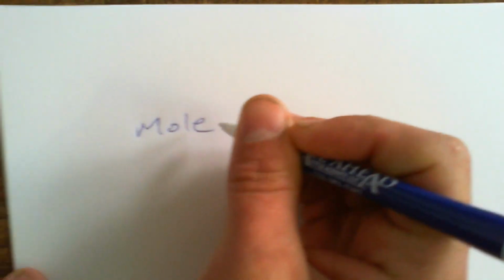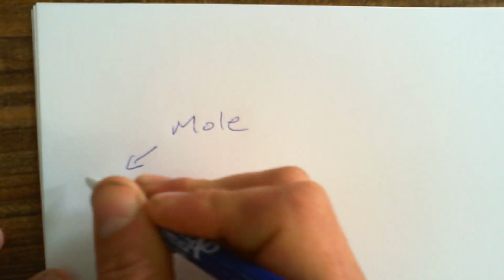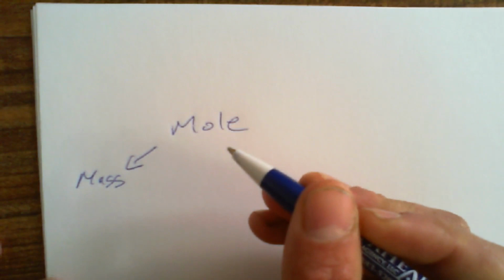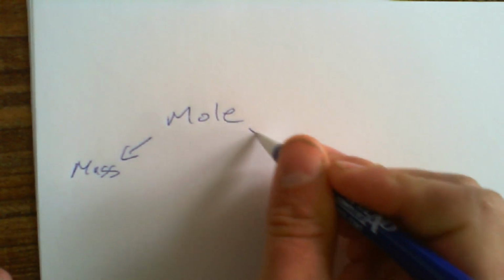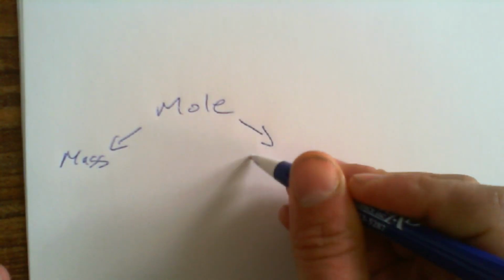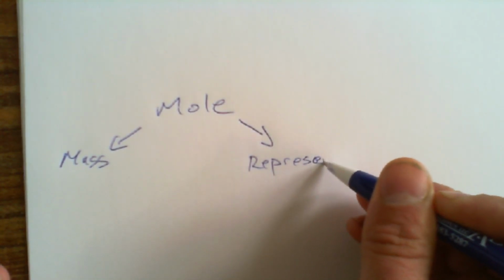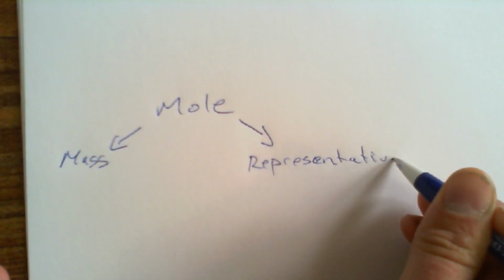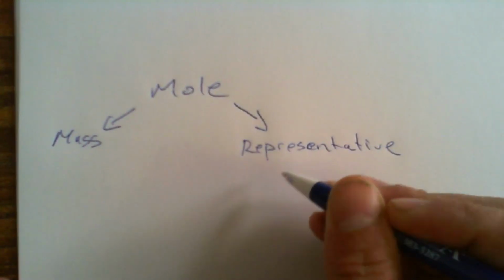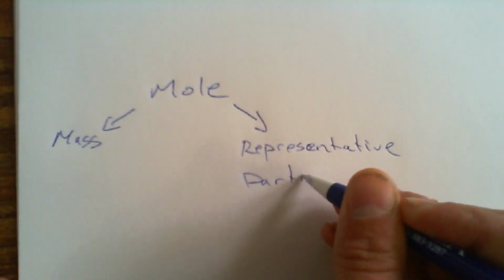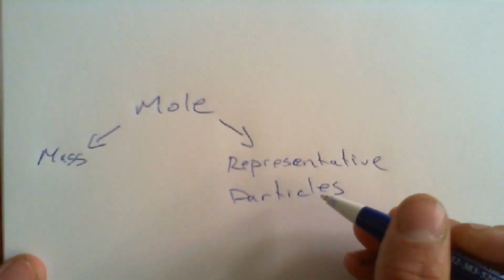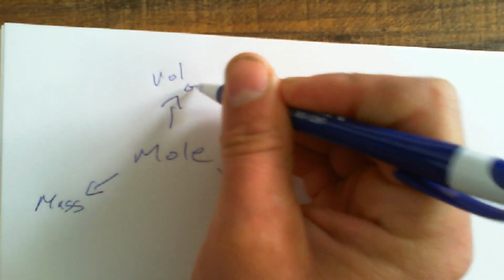moles in the middle, and then that's related to mass. We've already covered that, okay? On this direction, we're going to talk about a thing called representative particles today. I usually just call it rep particles. This is what we're covering today, all right? And early next week, we're going to get into volume of a gas.